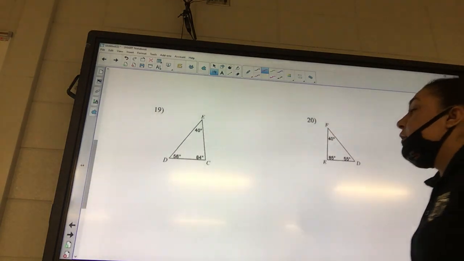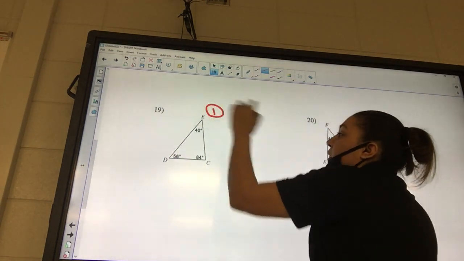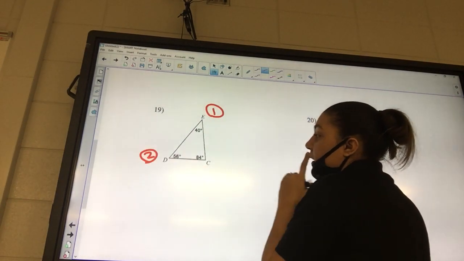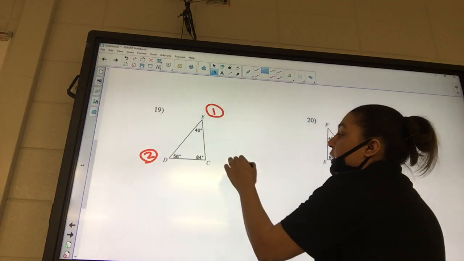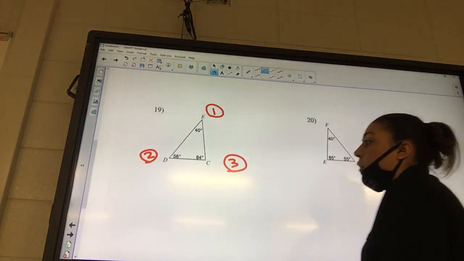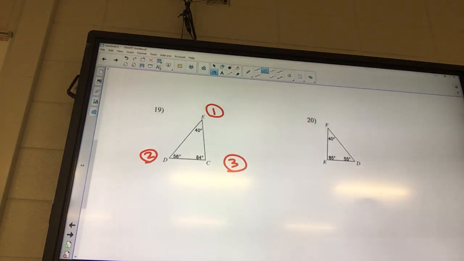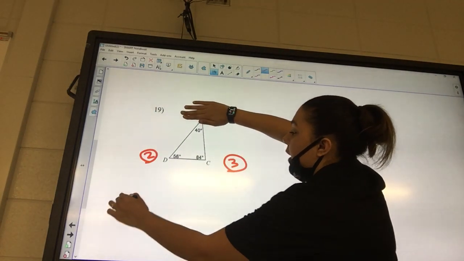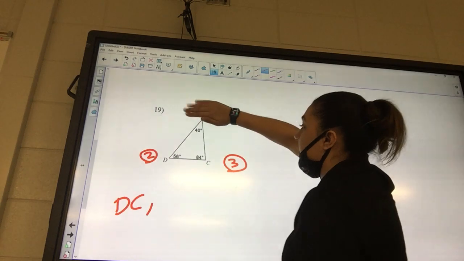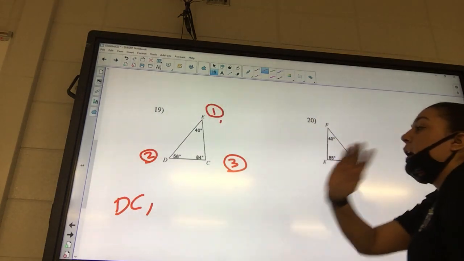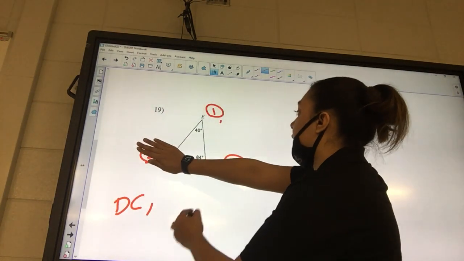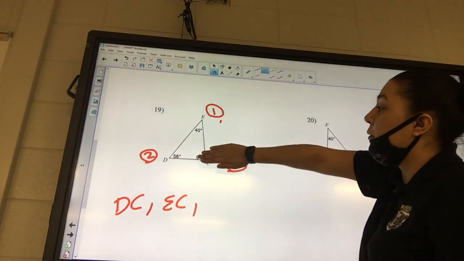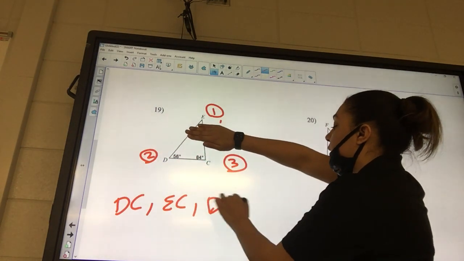Okay, 19, you're going to do it the same way. So we can say E is 40, which is going to be the smallest. D is 56, and then C is the biggest, and that's 84. Okay, so you cover up 1, and so you're going to have DC. It's going to come first, and then cover up 2, and that gives us EC, and then cover up 3, and that gives us DE.